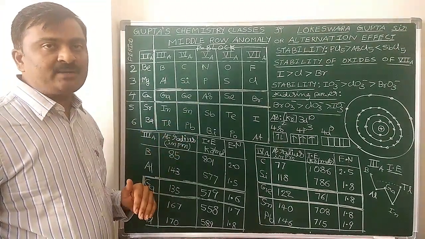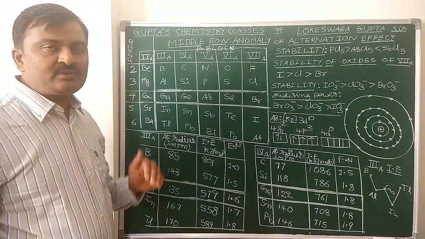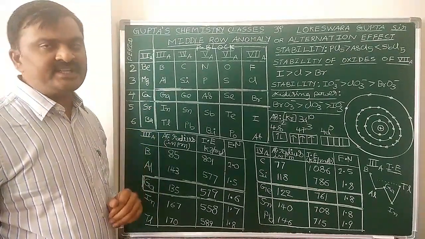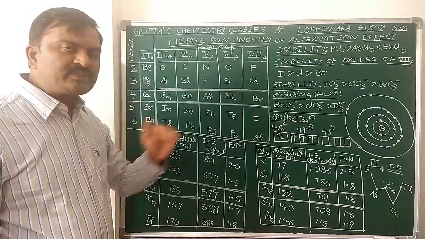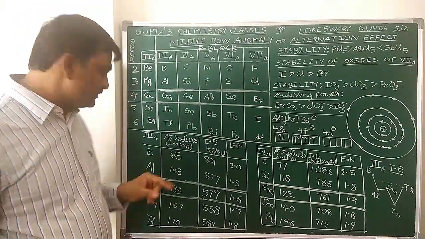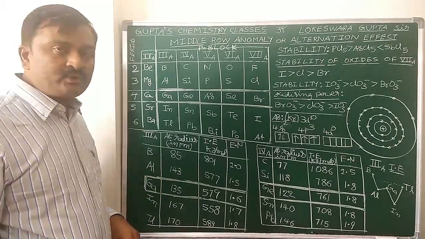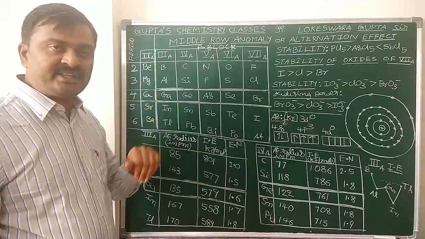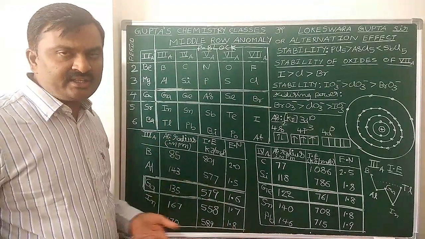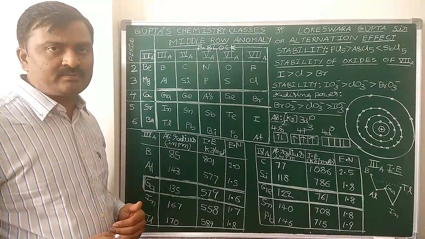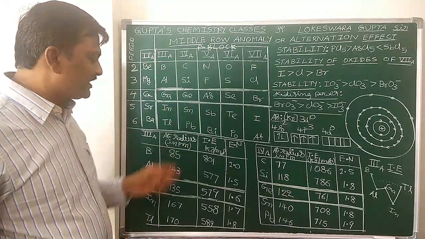So in case of atomic radius, in the p block, from second period element to third period element, the increase in size is more. But from third period element to fourth period element, the increase in size is less. And in the 3A group, from aluminum to gallium, instead of increasing, atomic radius decreased. So in the atomic radius of the fourth period, an anomaly in the regular trend is observed. That is called middle row anomaly.